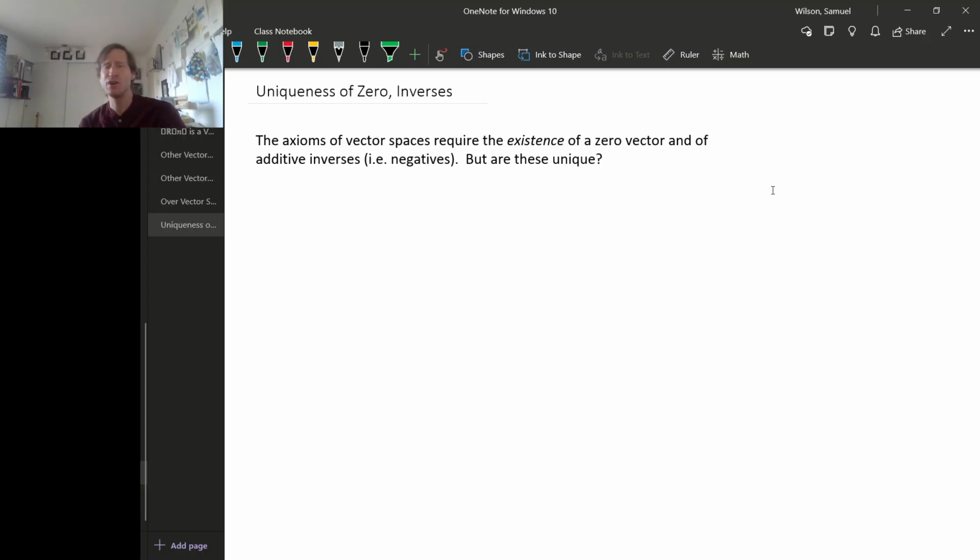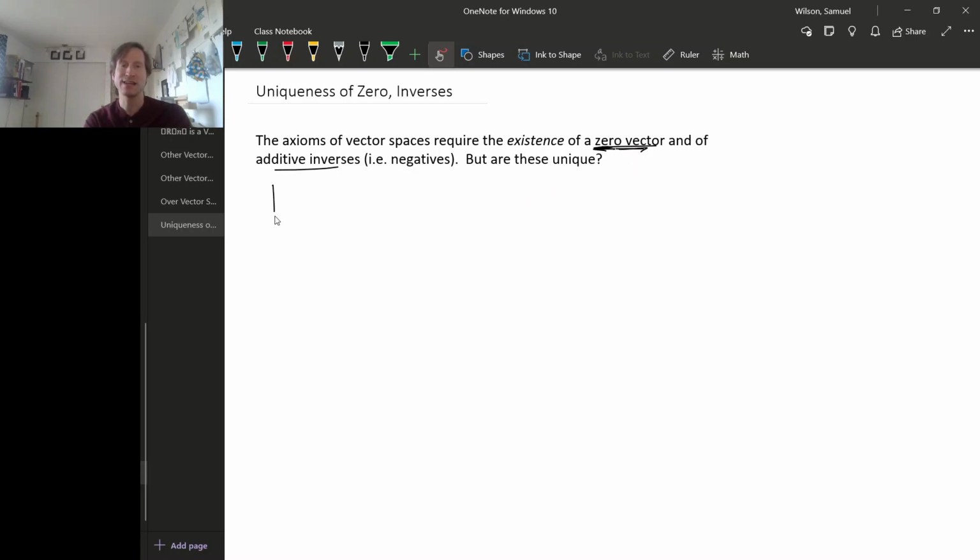One thing that you might have noticed about the big list of properties that define a vector space is that we're insisting that there be a zero vector, and we're insisting that there be additive inverses, but we actually didn't insist that they be unique. So that makes you wonder, are they unique? In other words, could it be possible that a given vector space has two additive identities, two zero vectors?